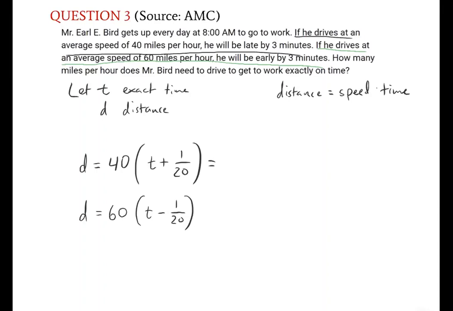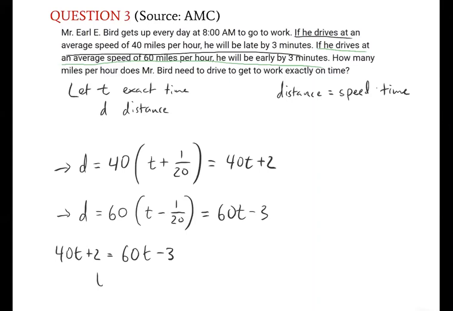Now, this is just equal to 40t plus 2. This is equal to 60t minus 3. And you can set these two equal together since the distance is the same. So 40t plus 2 is equal to 60t minus 3. And we can solve for t. t will be equal to 1/4 of an hour. And now the question is asking for his speed.